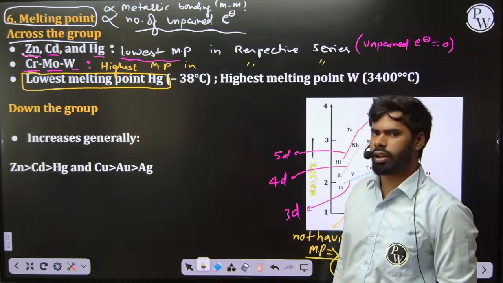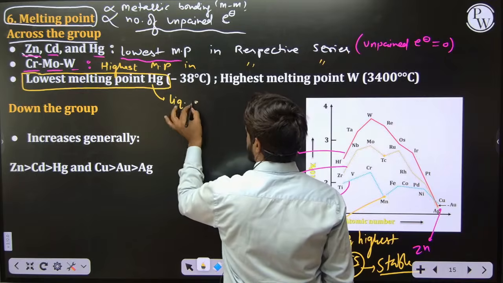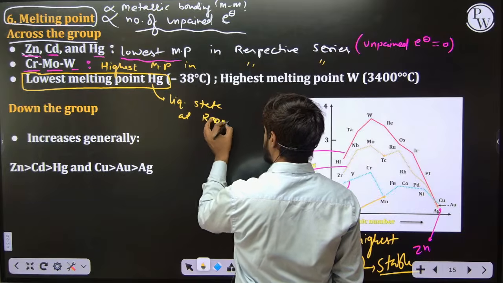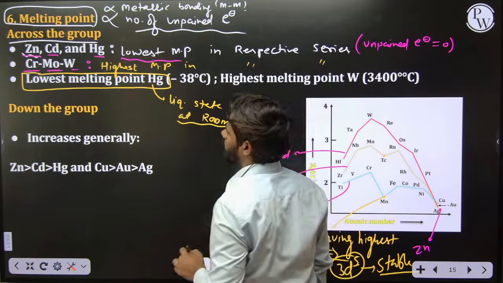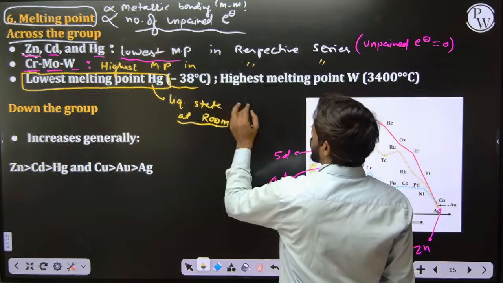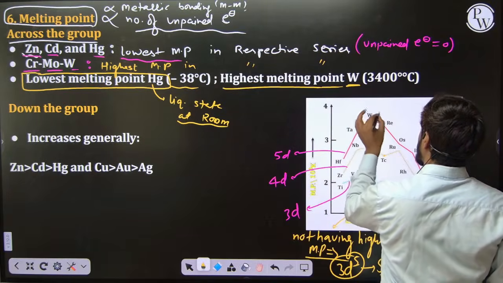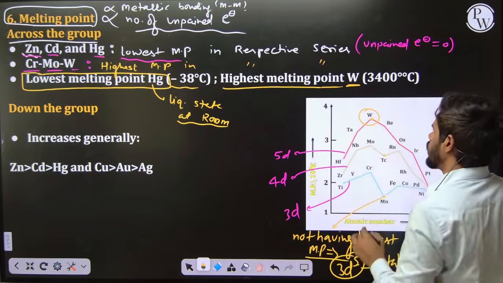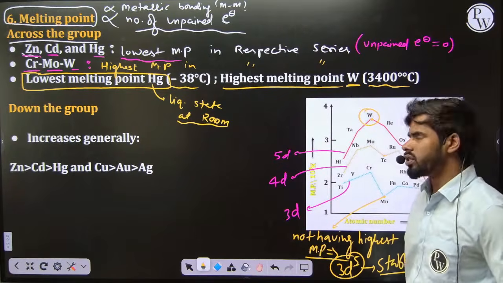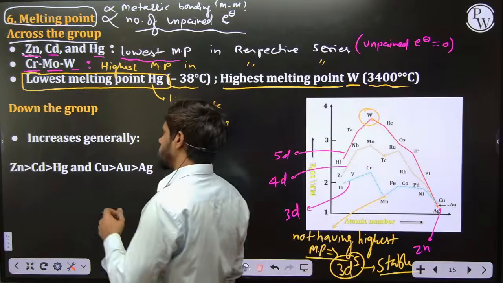It is zinc, since mercury exists in the liquid state at room temperature. So we can say its melting point is very low, that is minus 38 degrees Celsius. The highest melting point is that of tungsten, the highest among all the d block elements, that is 3400 degrees Celsius, which is why tungsten is used in heating elements.